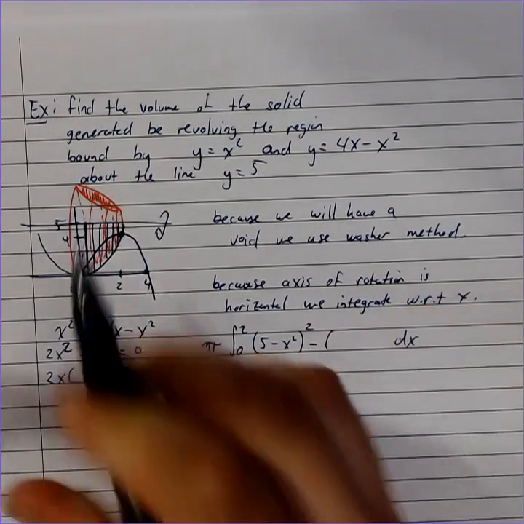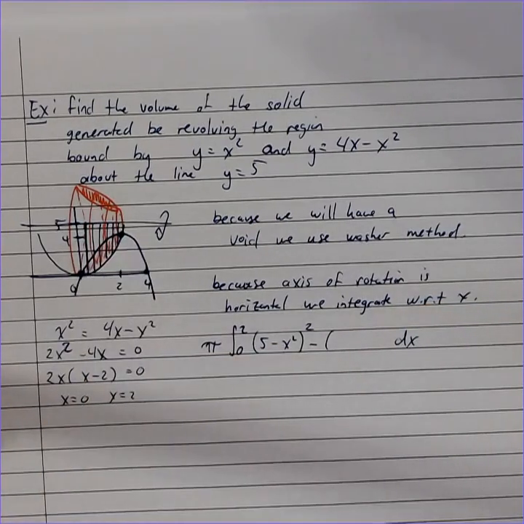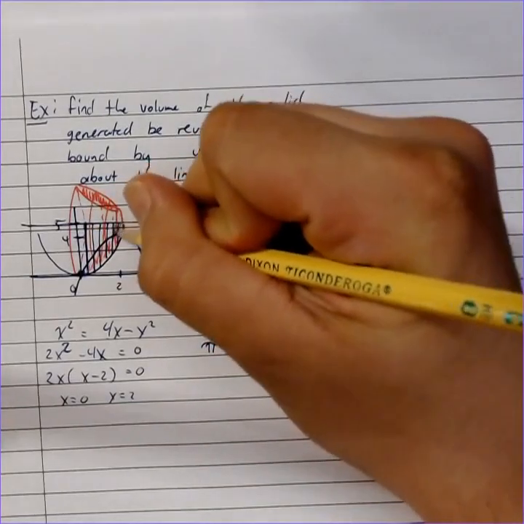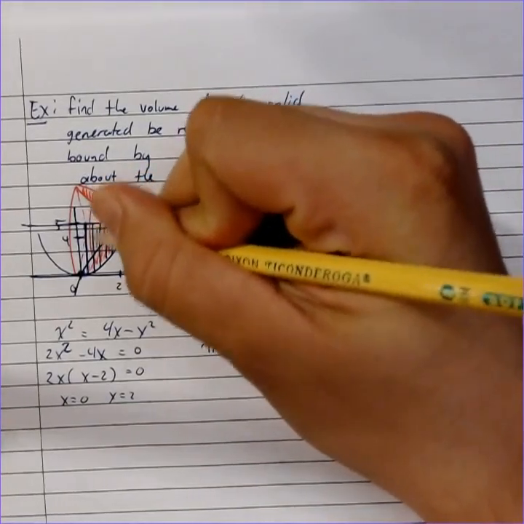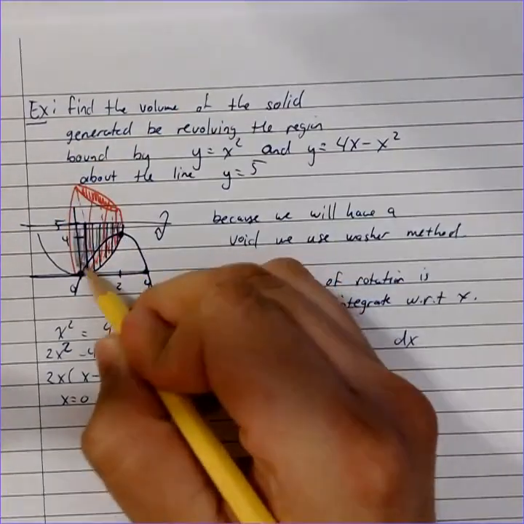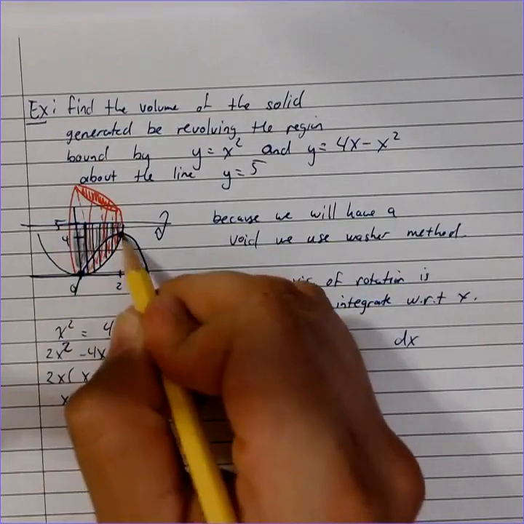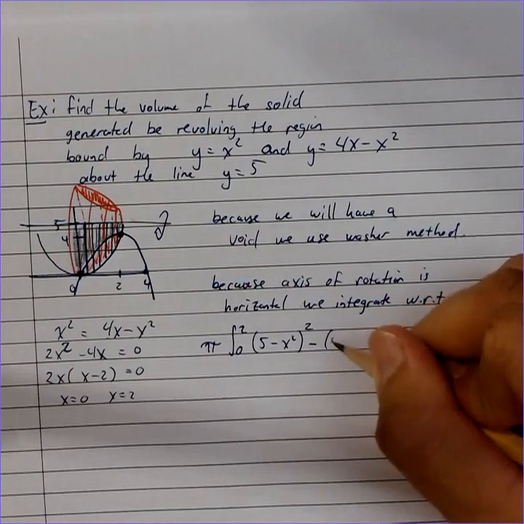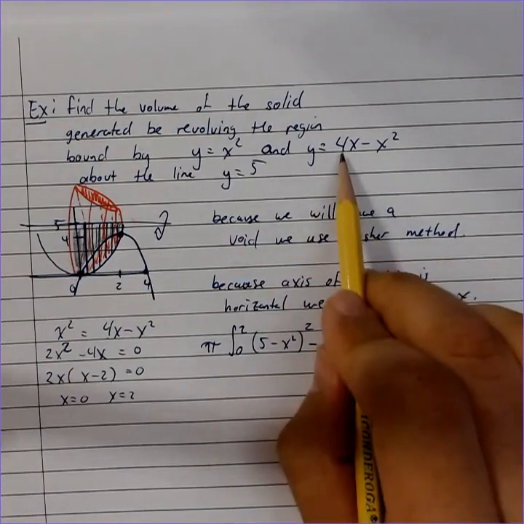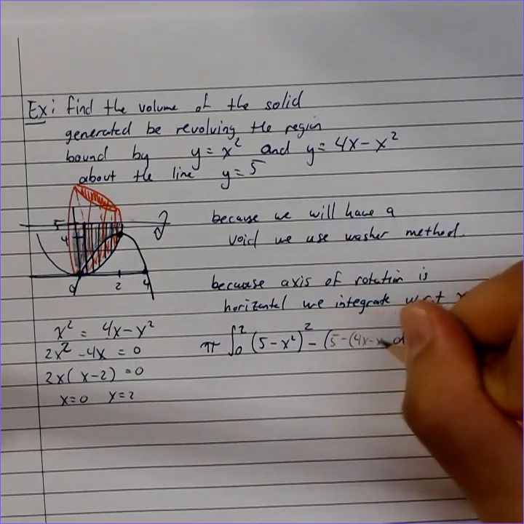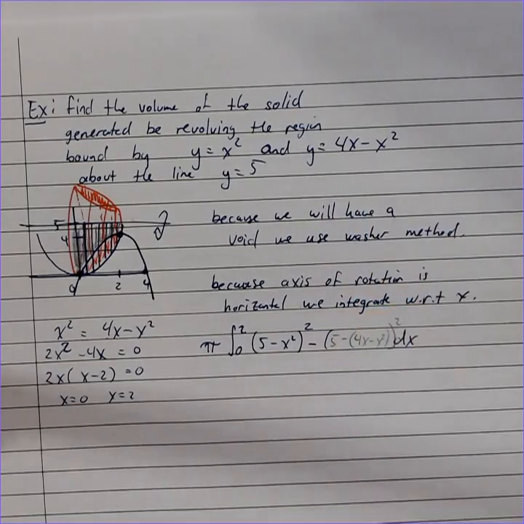Minus, and then we're going to do the same thing for the inner curve. The distance from the axis to this inner curve, well, again, that's going to be 5 minus that curve. The distance between 5 and the curve is 5 minus the curve. So 5 minus 4x minus x squared. And the whole thing is squared.